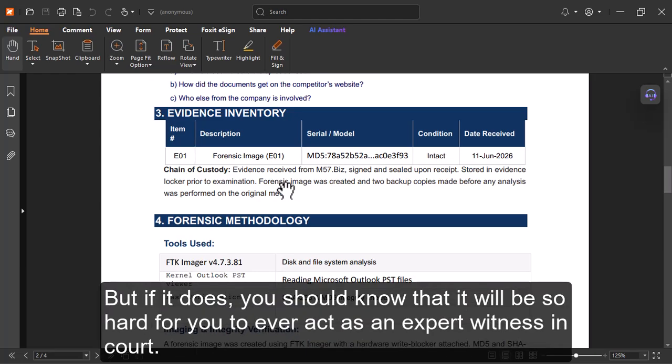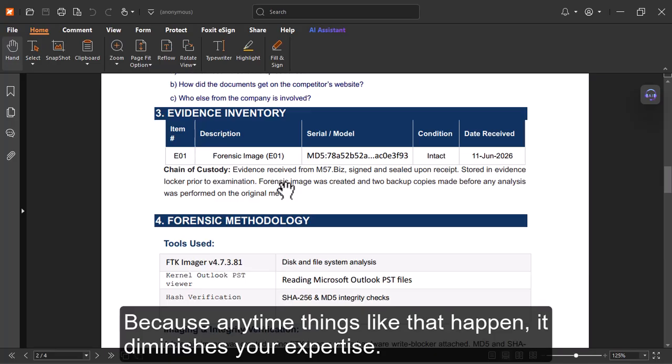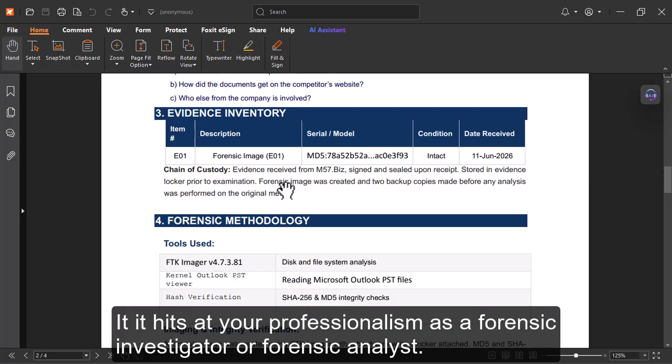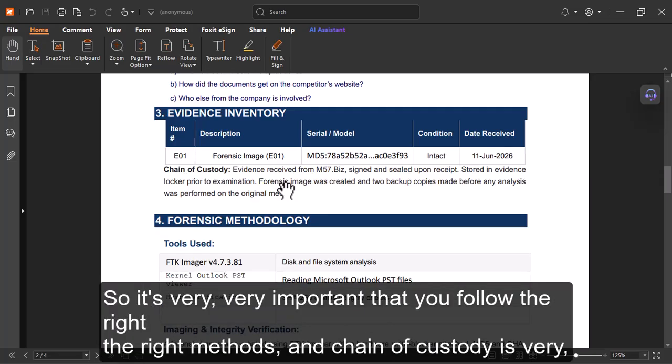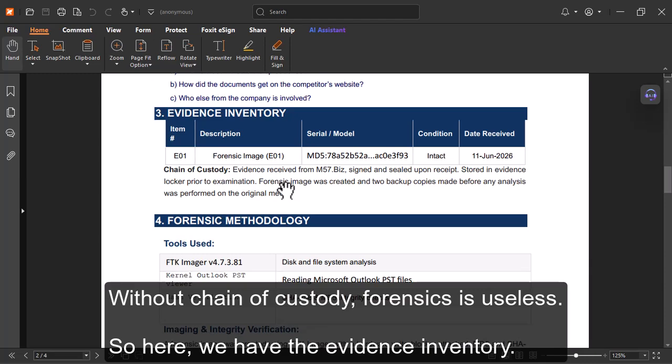But if it does, you should know that it will be so hard for you to ever act as an expert witness in court. Because anytime things like that happen, it diminishes your expertise. It hits at your professionalism as a forensic investigator or forensic analyst. So it's very, very important that you follow the right methods. And chain of custody is very, very important. Without chain of custody, forensics is useless.